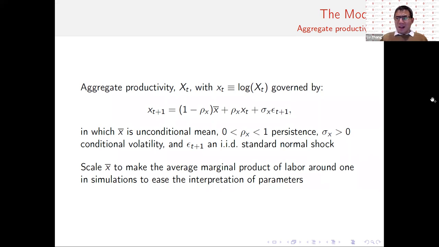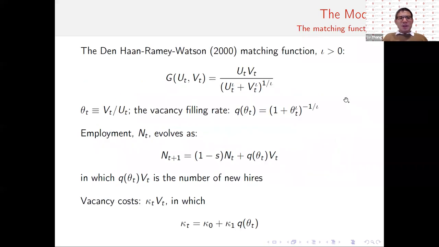that things are as polished as they can be, and this is another indication of our implementation. Right, so we're going to be using the Den Haan, Ramey, and Watson matching function that we have been using for a while in a number of our articles.